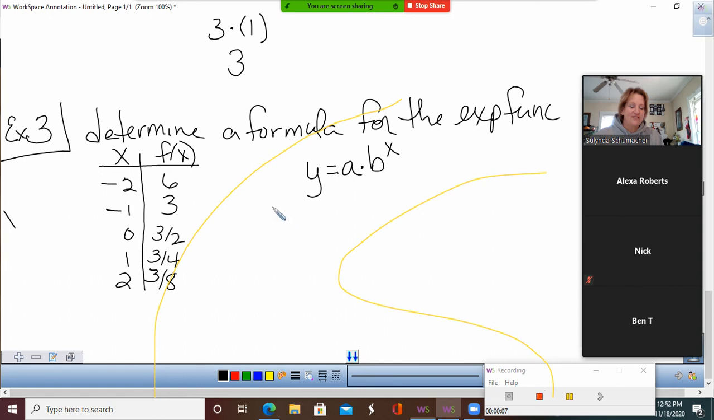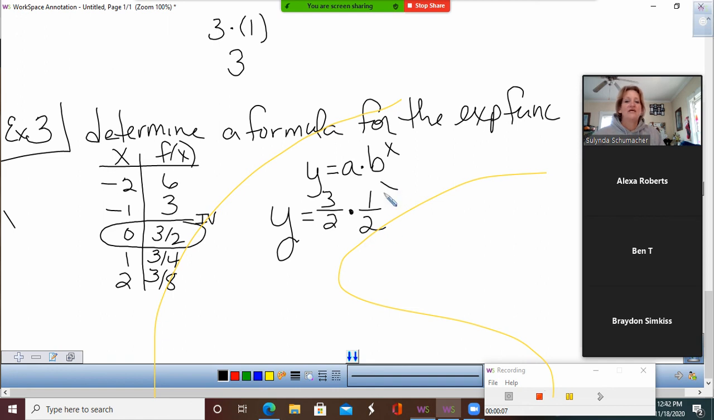The other option is, if I have y equals, this A is your initial value. But if you look over here in your table, your initial value is whatever is always across from 0. So we have 3 halves, goes right there, times by. Your B is whatever it is that you're multiplying by every single time. So what am I multiplying by to get from 6 to 3? Half, very good. So we just have a half raised to the x. You can either write it with a dot in the middle, or we can put parentheses around the base. That's okay too.